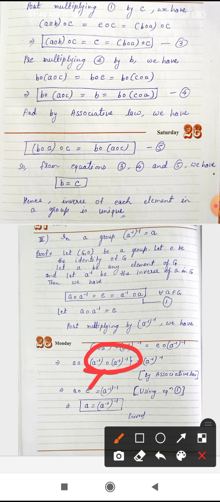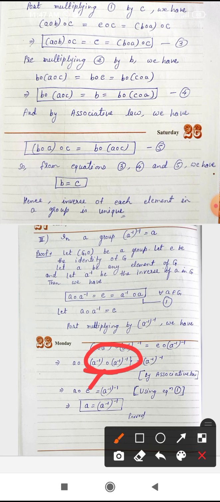So we will be left with a operation e on the left hand side, and on the right hand side we will get a inverse whole inverse. Again e is the identity element, so we will be left with a is equal to a inverse whole inverse, proved.